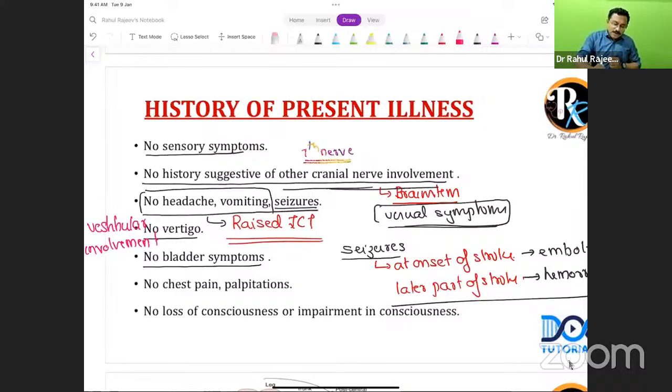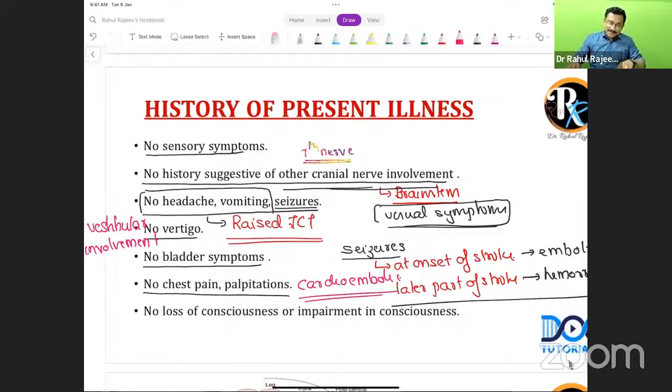Next, why do you ask for chest pain or palpitations? Suppose in this case there is no chest pain or palpitations, but suppose the patient had chest pain or palpitation prior to the weakness, what is the possibility? Remember, when we are dealing with a stroke, it is very important to ask about chest pain and palpitations because this will tell us whether the stroke is cardioembolic in origin. So if there is an embolus, suppose the patient is having a myocardial infarction. In that case, what about the contractility of the myocardium? Normal or decreased? Definitely decreased.